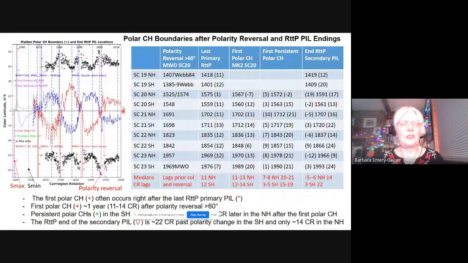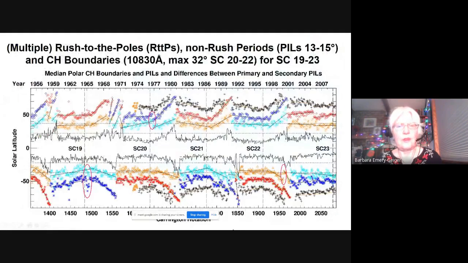I wanted to look particularly at the coronal holes. And let's back up one. The coronal holes start in about '74, and they are these pluses. So they are roughly 16 degrees poleward of the primary pill. They have their own rush to the poles. They also have similarities in some of the oscillations with the pills. So we're going to look at the coronal holes a little more.